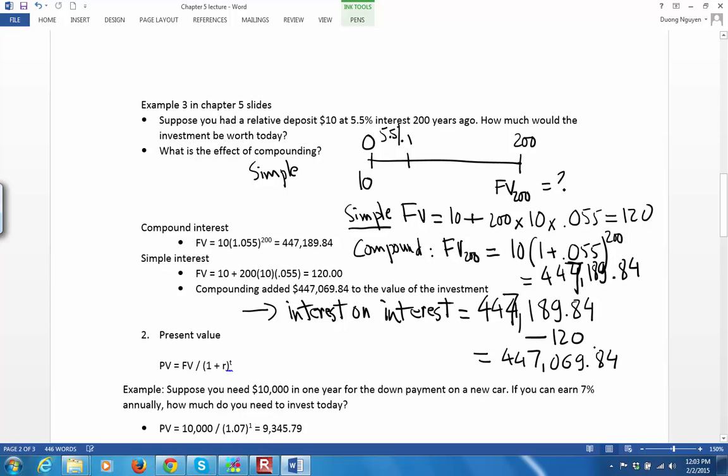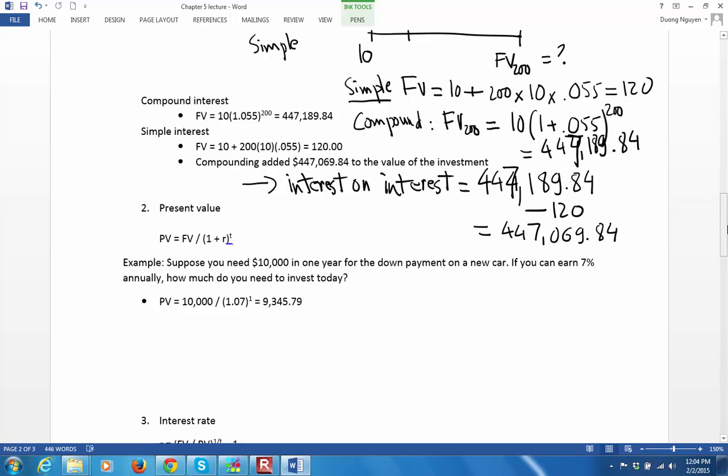069.84. So you can see if the number of years is very large, the interest on interest will be huge. Now, you know how to calculate the future value based on the present value. Now we go the other way. If given future value, how do you calculate present value?